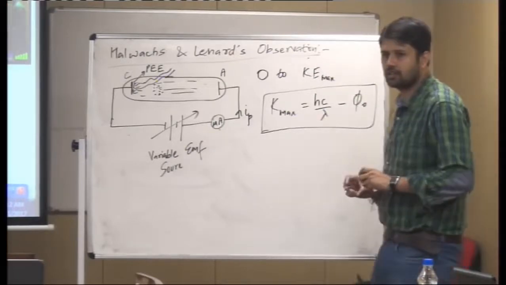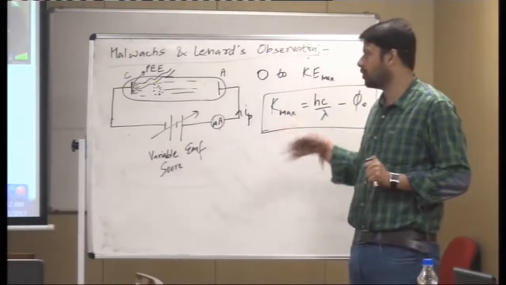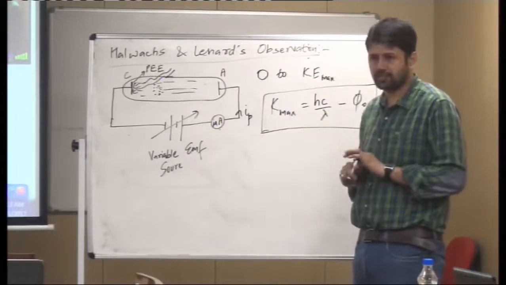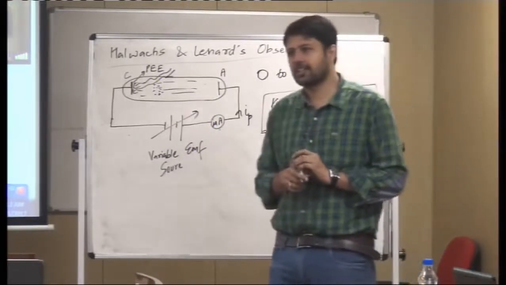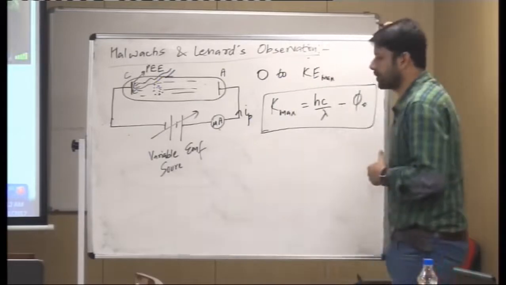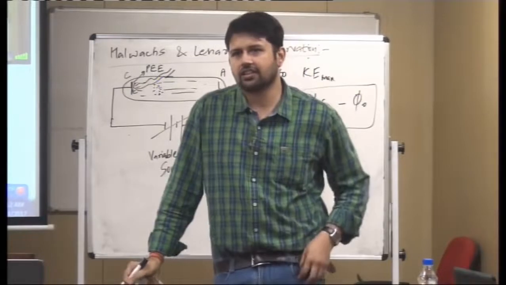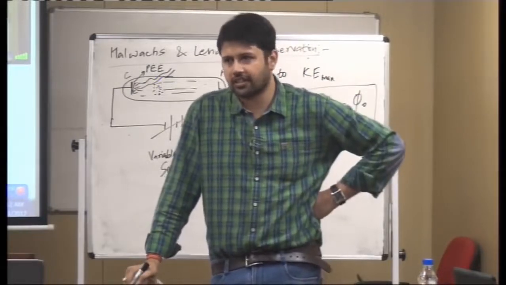Okay, so you understand the model. Let's now get the explanation of each of the observations. First observation was, if the frequency is lesser than the threshold, no photoelectric effect, right?